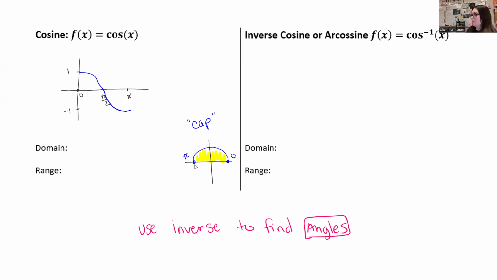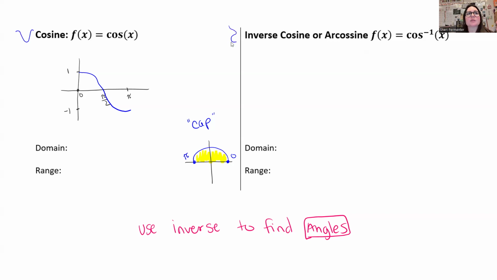Again, we're restricting it because if we take our cosine wave that looks like this, and we turn it on its side, you would get a wave that looks like this. Let me move it so you can see it. And it would keep going like this.